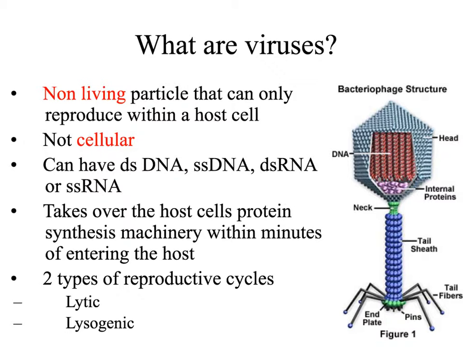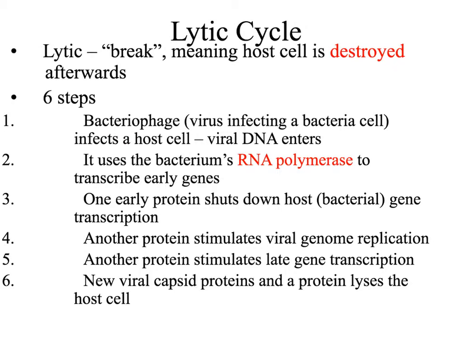There's two types of reproductive cycles that I briefly want to review, and that's the lytic cycle and the lysogenic cycle. The lytic cycle, lytic means break, which means the host cell will be destroyed afterwards. And there's 6 steps. The virus is going to infect the host cell, and the viral DNA is going to enter the host. It uses the bacterium's enzymes, RNA polymerase, to do transcription.